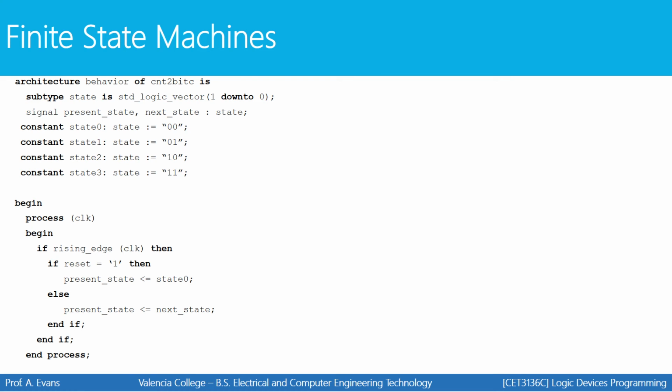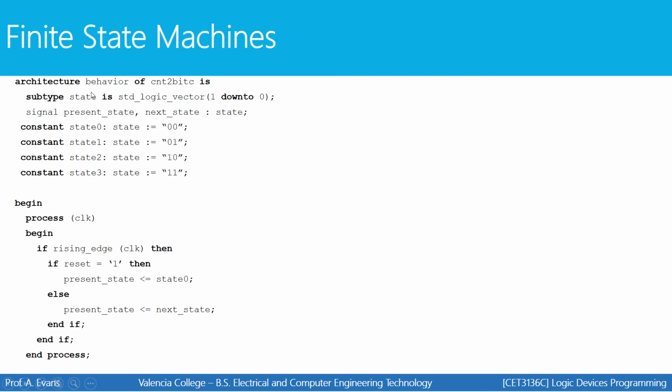Next, we're going to have our architecture. And within the architecture, we're going to have a few new things that you probably haven't seen before. Start by looking at the first line below architecture. We have the word subtype. Subtype state is standard logic vector 1 down to 0. What we're doing here is we're defining our own type. Instead of defining something as an integer or as a signed number or an unsigned number or a signal or standard logic vector, we're creating our own type. And we're going to call that type state.